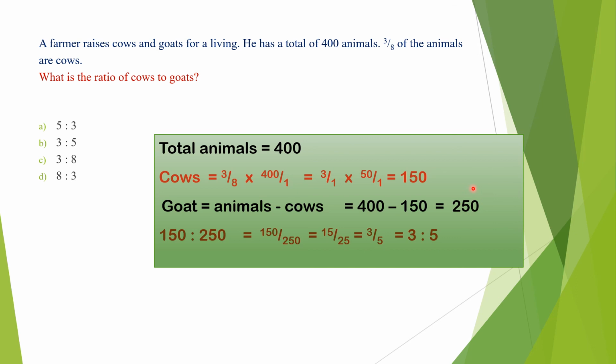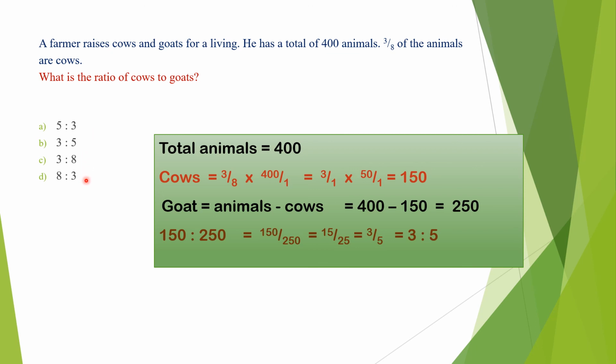So what we do? The question, what is the ratio of cows to goats? Because we know the cows are 150, we write 150. Cows first, 150 first. Then we write the colon, then we write the number of goats. Hence we have 150 to 250. When we have this, which we know is the correct answer, we look on our answer sheet and see if that is written there. It is not written there.